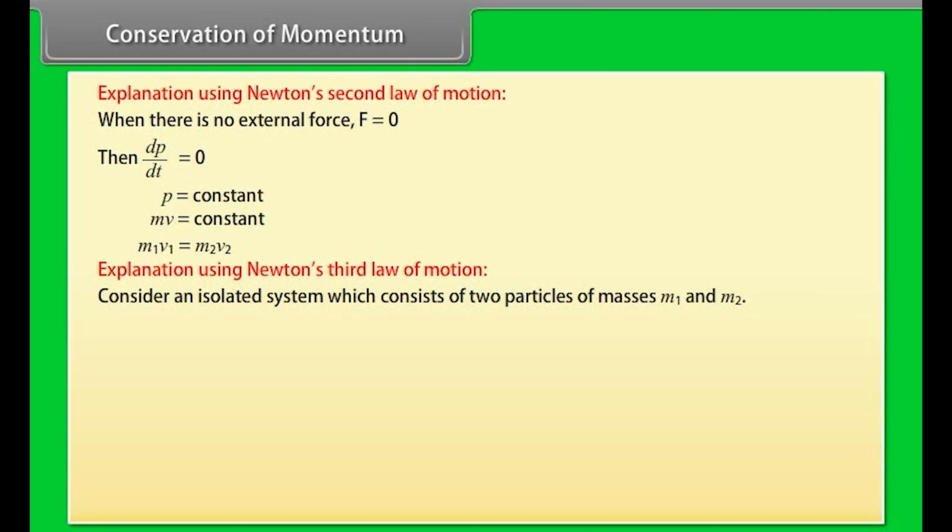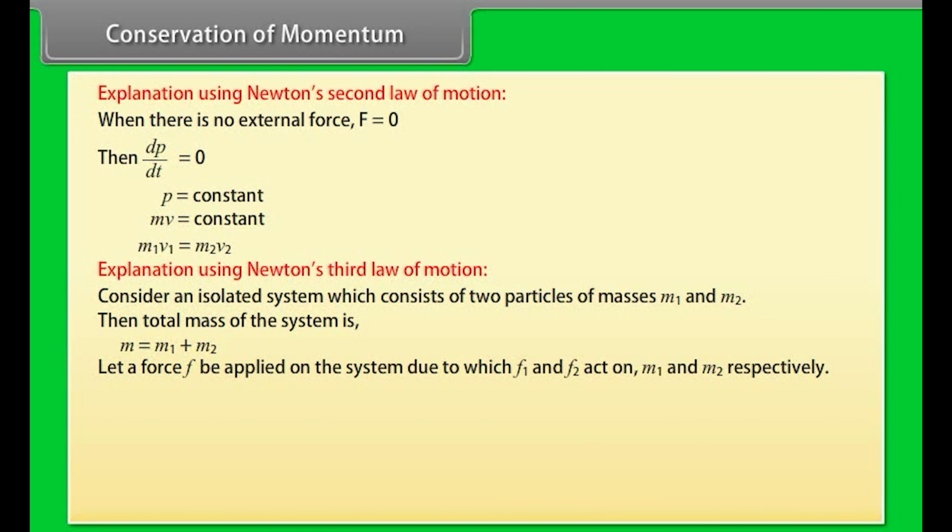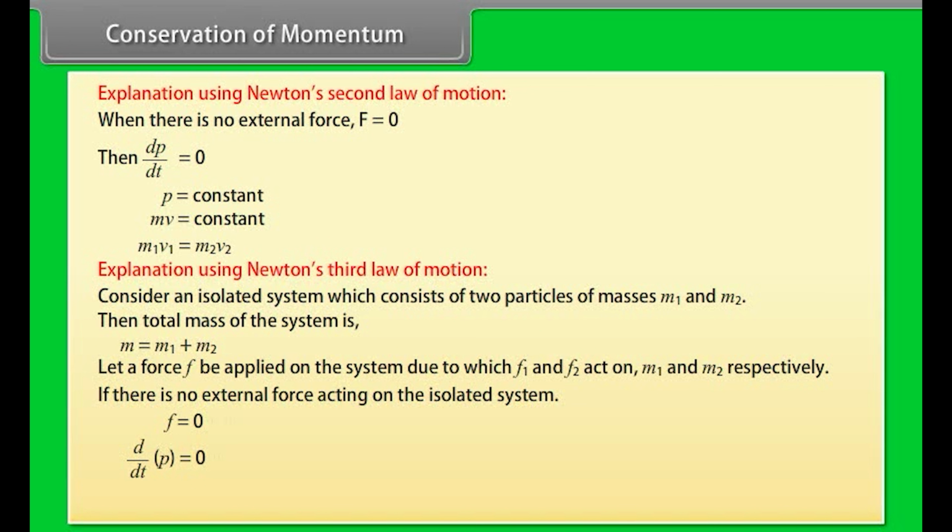Consider an isolated system which consists of two particles of masses m1 and m2. Then total mass of the system is m is equal to m1 plus m2. Let a force F be applied on the system, due to which F1 and F2 act on m1 and m2 respectively. If there is no external force acting on the isolated system, then F is equal to 0. dP by dt is equal to 0. P is equal to constant. Hence, the law of conservation of linear momentum is proved.